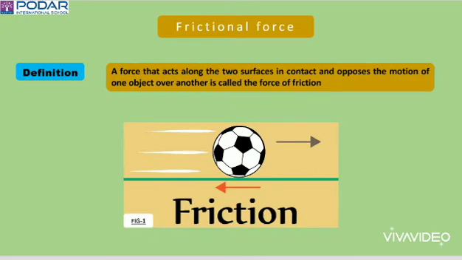Let's define frictional force. It is a force that acts along the two surfaces in contact and opposes the motion of one object over another. You can see in the given figure a ball is rolling on the ground, gradually slows down and finally comes to rest due to the force of friction.